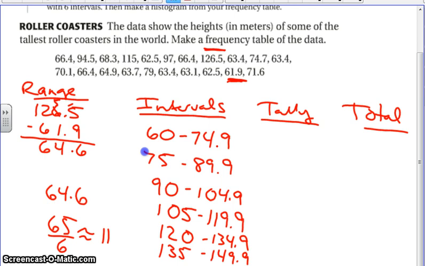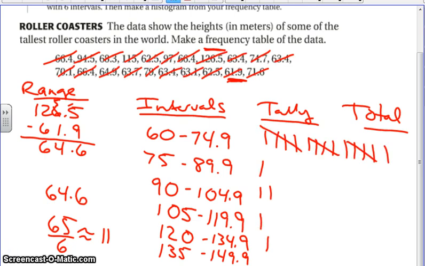Okay, now you need to go through your list and be a really good accountant here. We're going to start at the first roller coaster, 66.4. It falls into this first interval. And just make a tally of what you find. 94.5 would fall in the third interval. And account for each roller coaster across the middle. Okay, so when we add up the first interval, how many tallies do we have? Say it. 16. The second interval. Third interval. 2. And then we have 1, and the last interval, there was nothing in it.